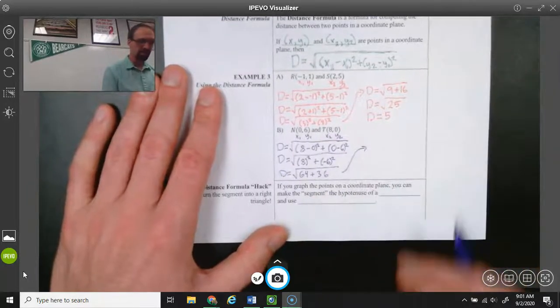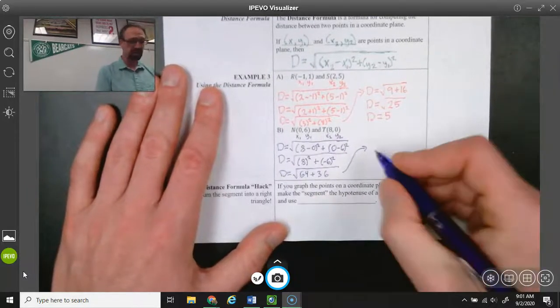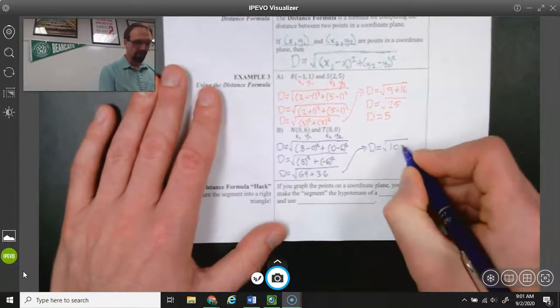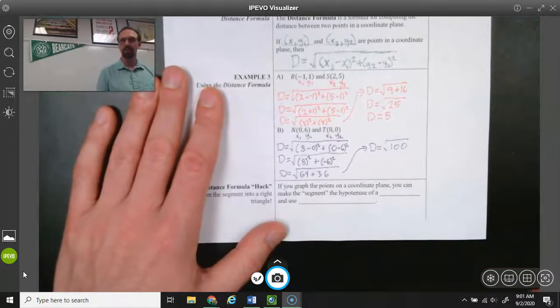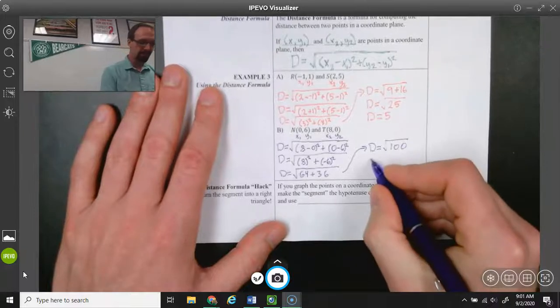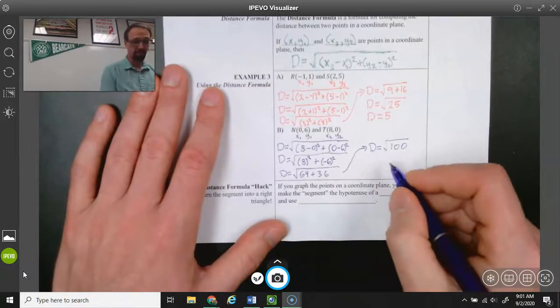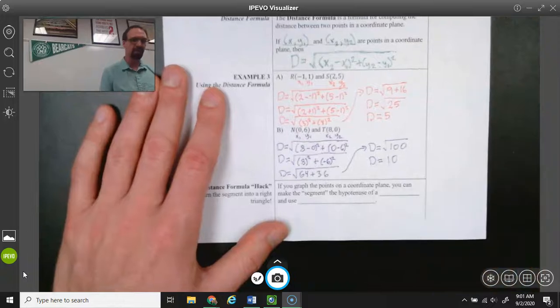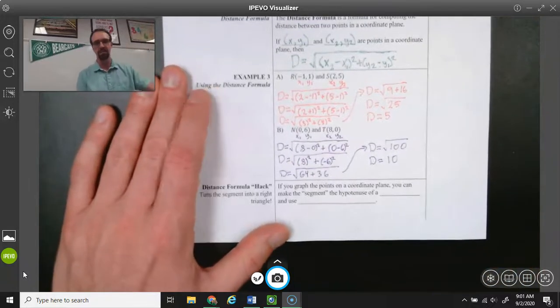Now we need to add together 64 and 36. So that gives us d equals the square root of 100. And we can take the square root of 100 in our calculator, or if you know the number that multiplied by itself gives you 100, that is 10. So the distance between these 2 points is 10 units.